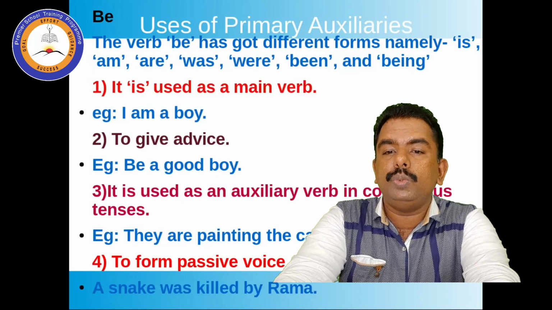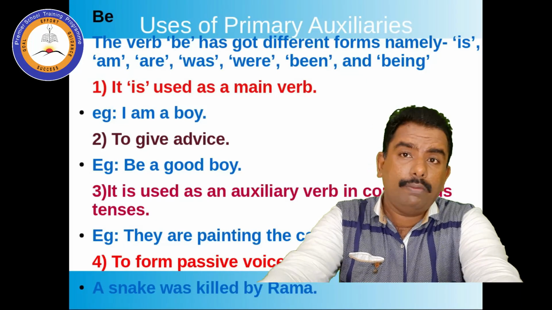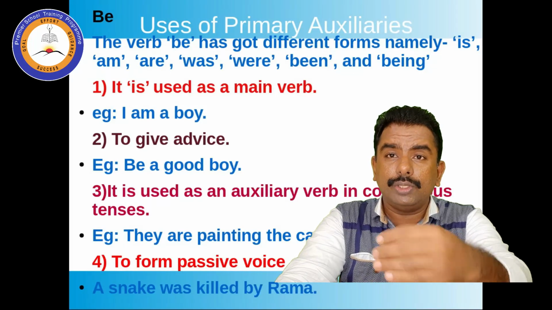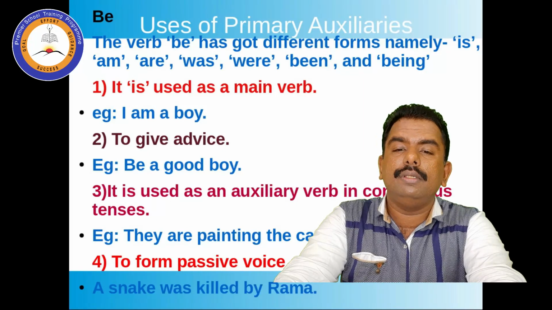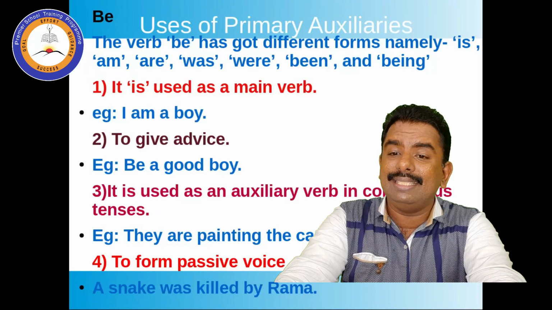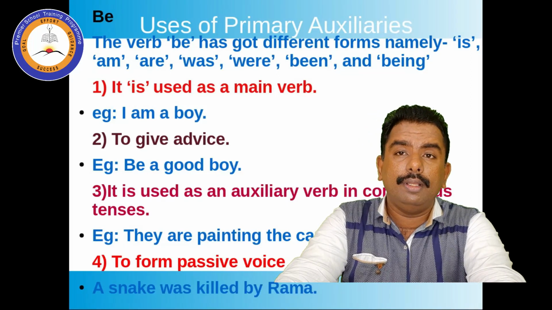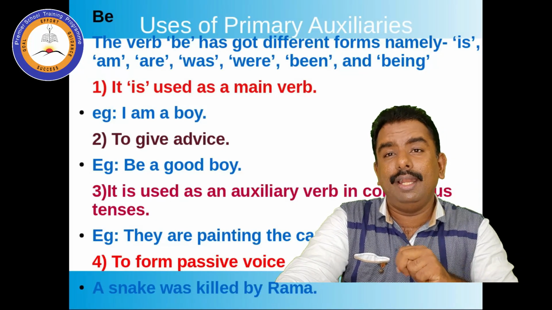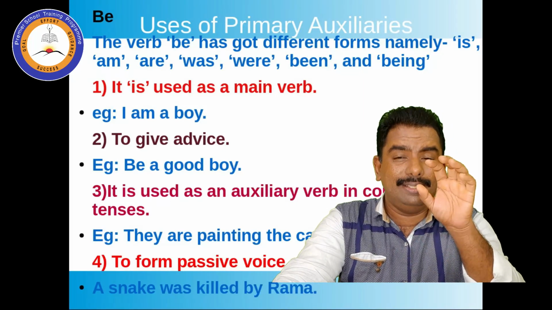So next is uses of primary auxiliaries. First is be. We have already discussed that with the help of the table, so I'm just telling you it in detail. The verb be has different forms, namely is, am, are, was, were, been, being. First one, it is used as a main verb. That's why I said to you, it has a double role, like a hero or a heroine who plays a double role.